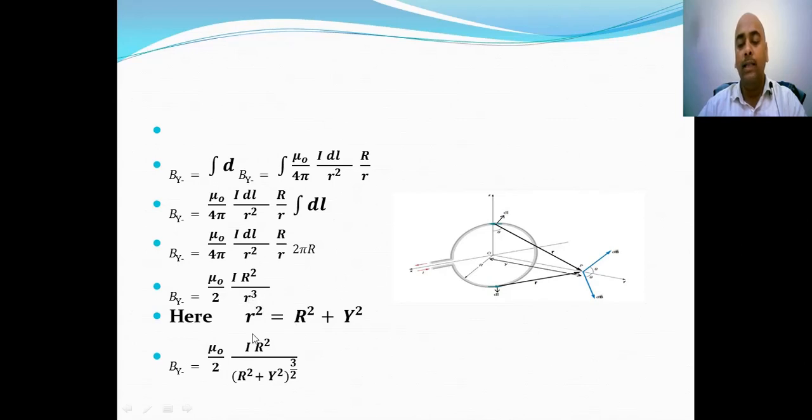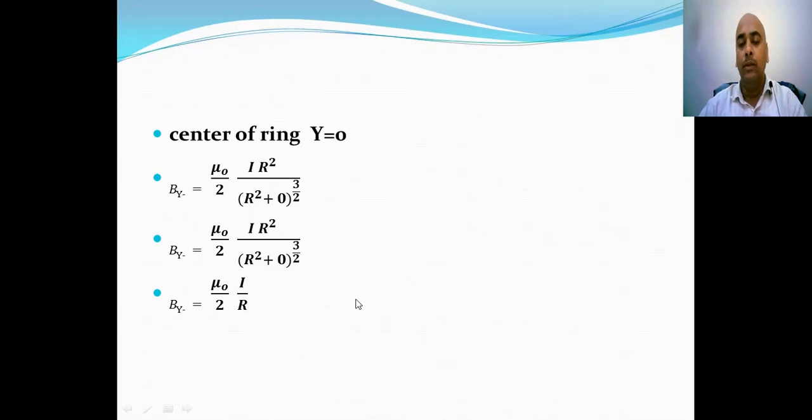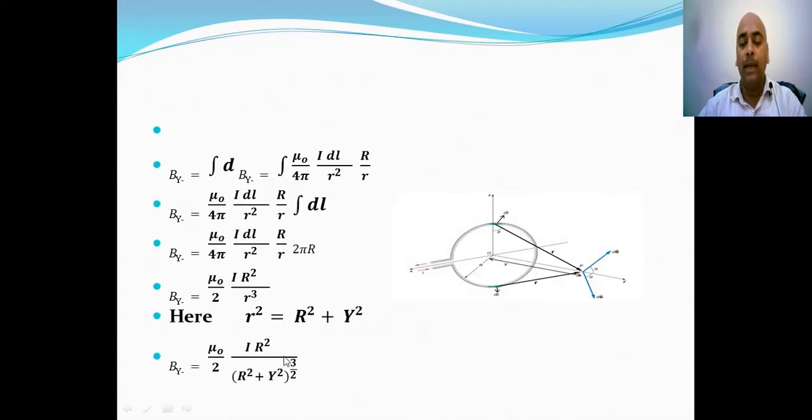So r in this equation can be replaced, and the axial component of the magnetic field is μ0 I R² / 2 r³. We put the value of small r in terms of the radius of the coil and the distance along which we have to find the magnetic field. So this was the expression of the magnetic field at point P.